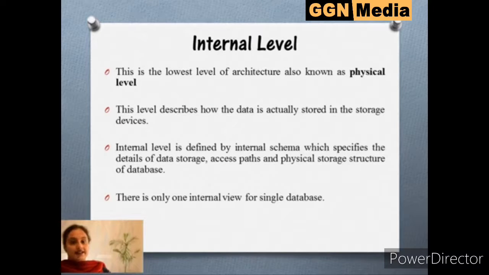Last level is internal level. This is the lowest level of architecture and also called physical level. This level describes how the data is actually stored in the database. Internal level is defined by internal schema, which specifies the details of data storage, access paths and physical storage structure of database. There is only one internal view for a single database.